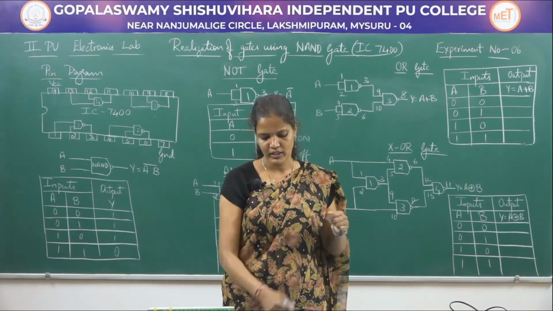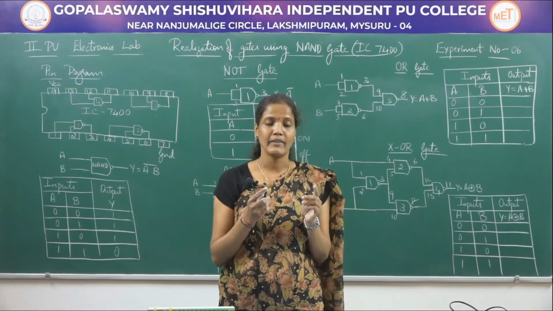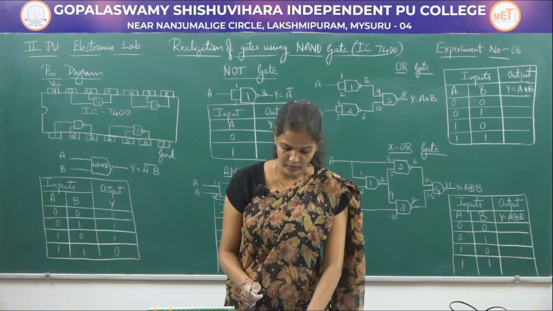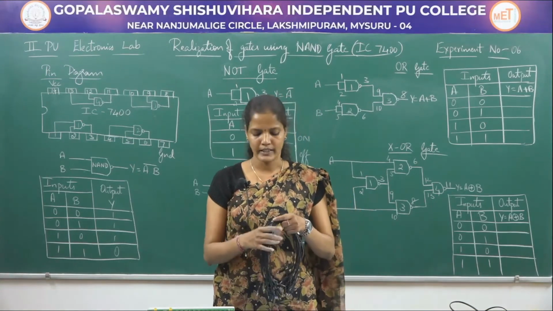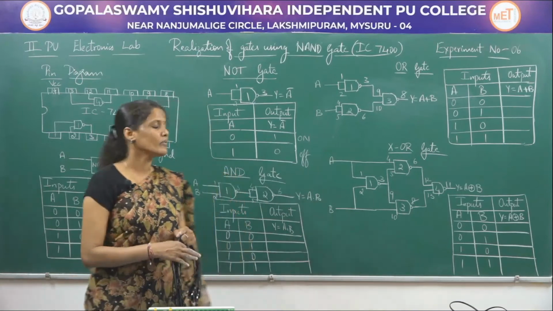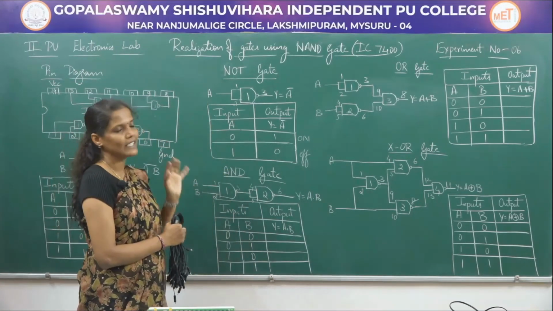2 mm patch cords, in the sense that both the ends have 2 mm pins. So let us begin with the circuit connections of this experiment and let us find out what will be the output for different combinations of the inputs for all these gates.